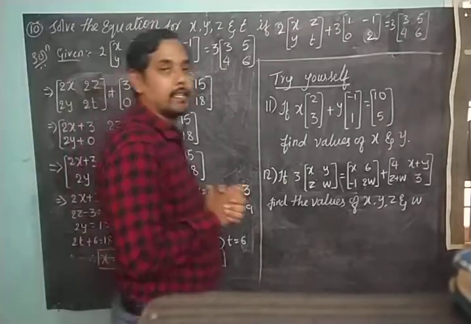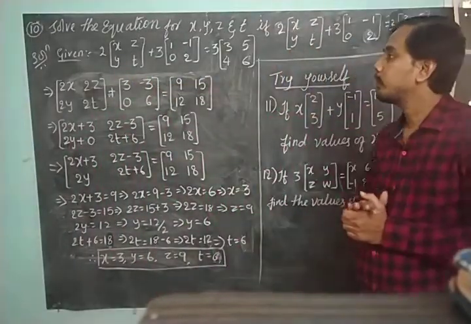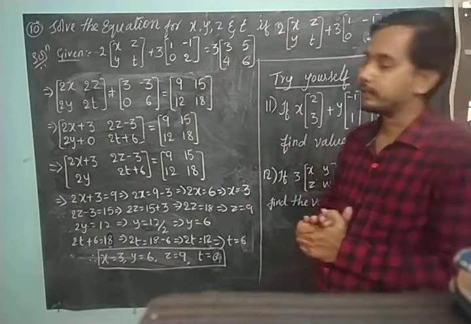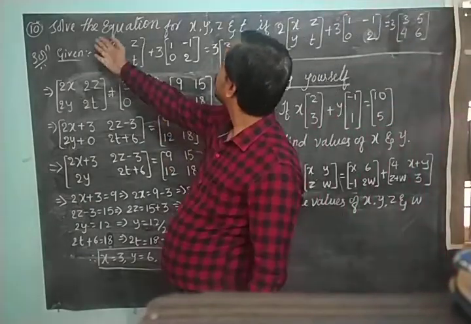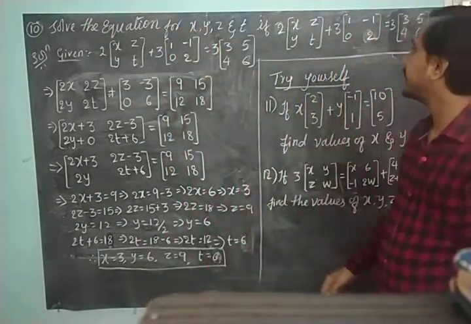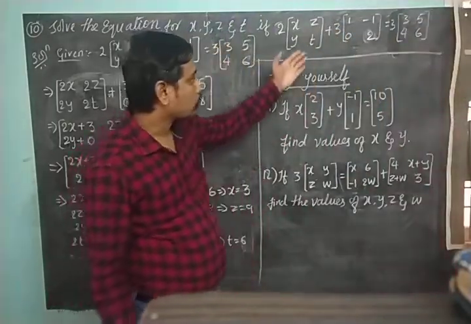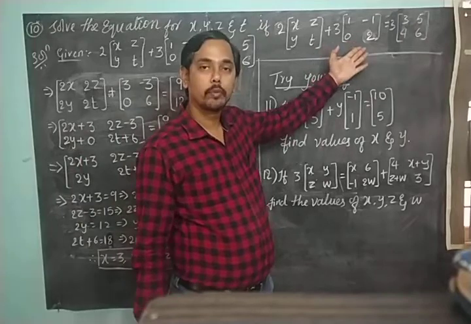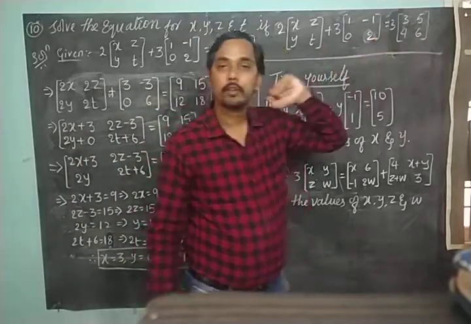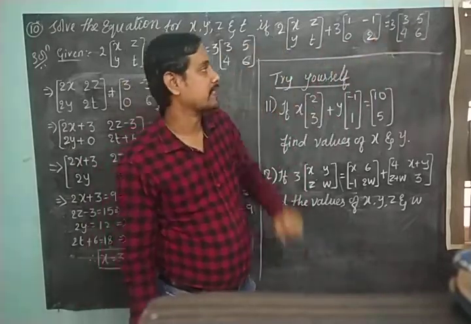Okay students, I hope you have taken down the previous problem. So let's proceed to the next question. Right, what is there in the next question? Solve the equation for x, y, z and t. Some 2 cross 2 matrix is given, 3 into 2 cross 2 matrix is given, and another 2 cross 2 matrix is given.